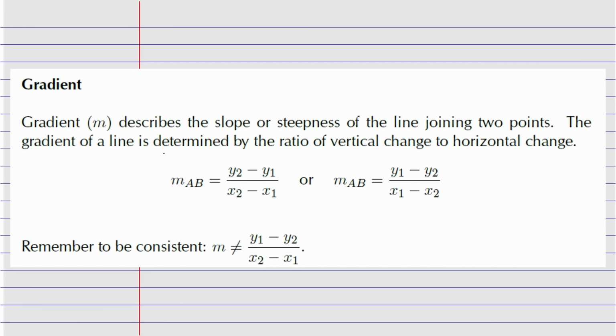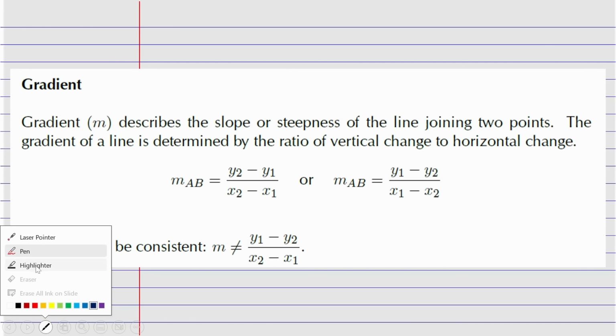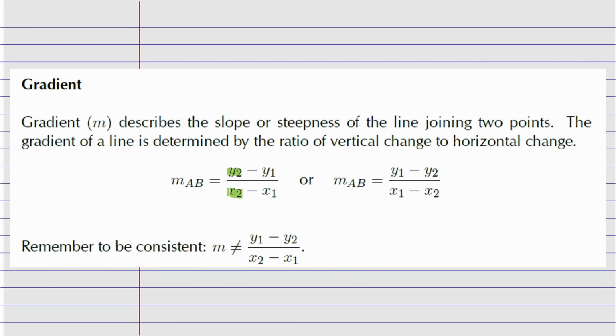The gradient of a line is determined by the ratio of the vertical change to the horizontal change. This is what they mean. The vertical change is to the horizontal change. It's y2 minus y1 divided by x2 minus x1, or it could be y1 minus y2 divided by x1 minus x2. So what is important if you look at the formulas here is that it needs to be consistent.